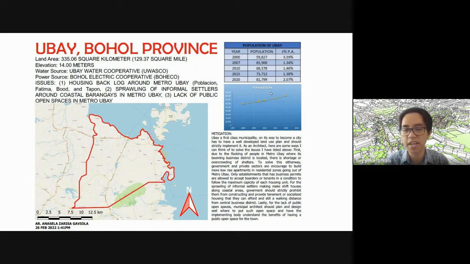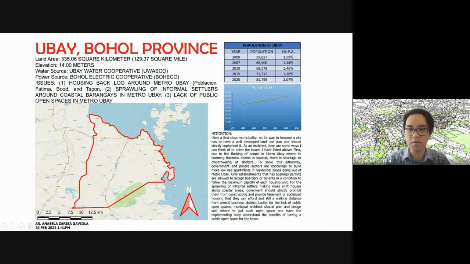So what are some mitigation measures mentioned here by Anacela? Ubay is a first-class municipality on its way to becoming a city, so it has to have a well-developed land use plan. Some ways to help Ubay grow: first, due to the flocking of people in Metro Ubay, where its booming business district is located, there is a shortage or overcrowding of shelters.